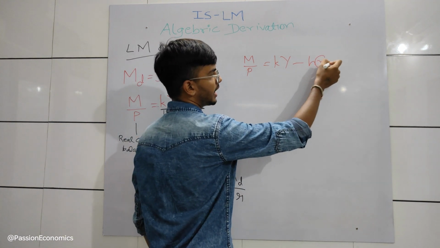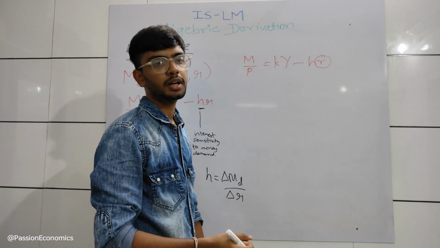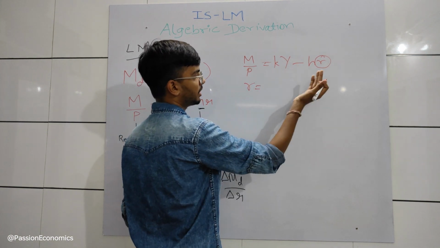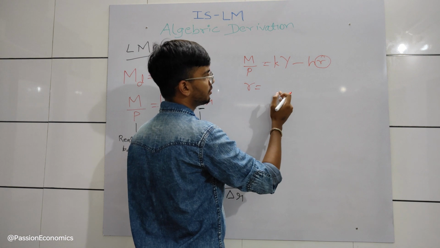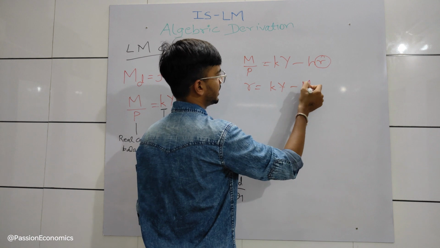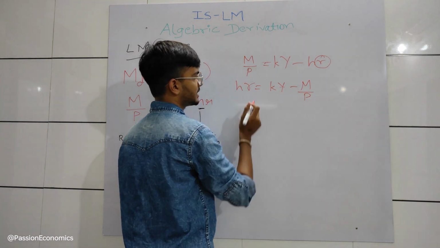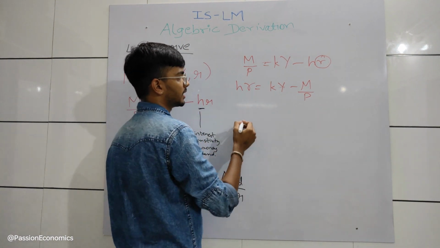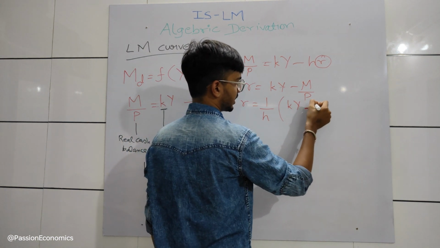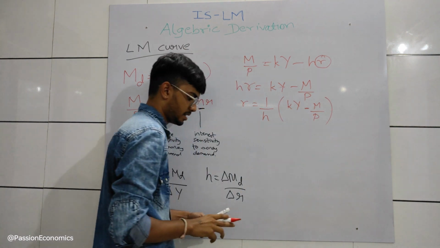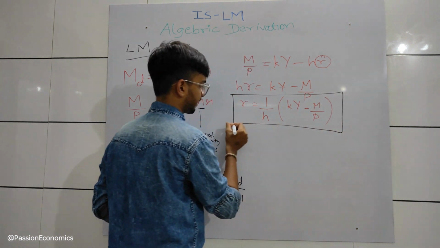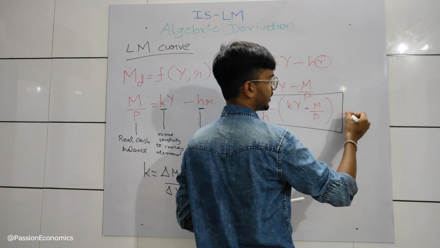Here we will make r the subject and put all the other things on the other side of the equal sign. So making r the subject, we get hr equals kY minus M upon P. So r equals 1 upon h (kY minus M upon P). This particular equation is the equation of the LM curve.